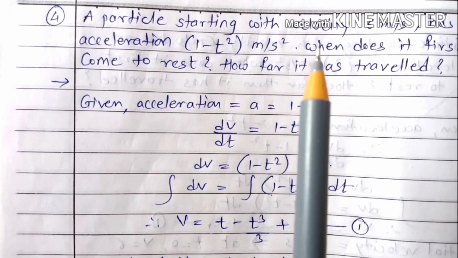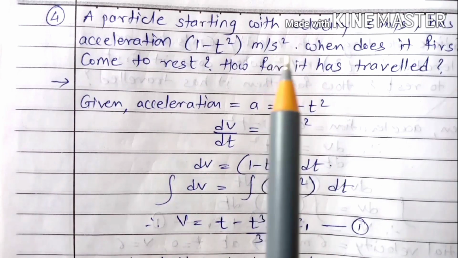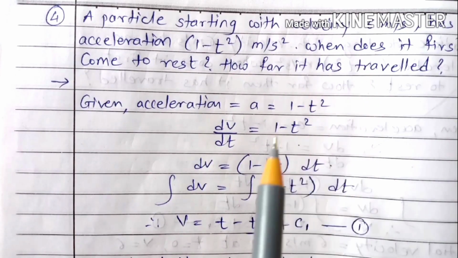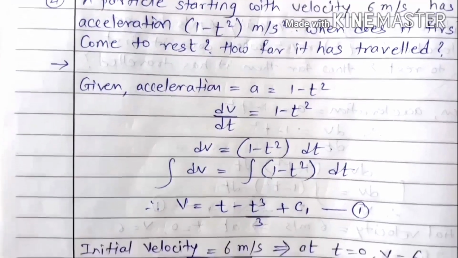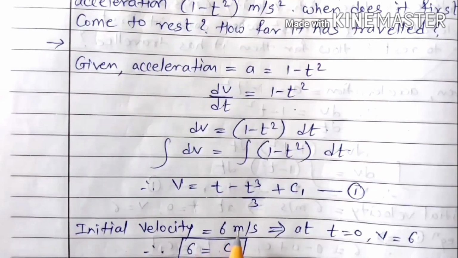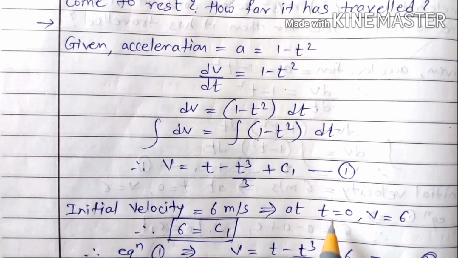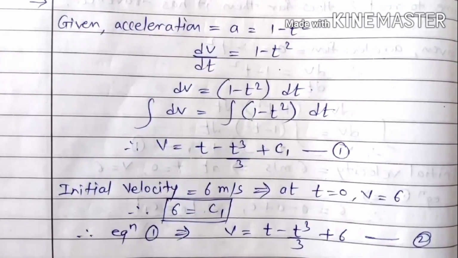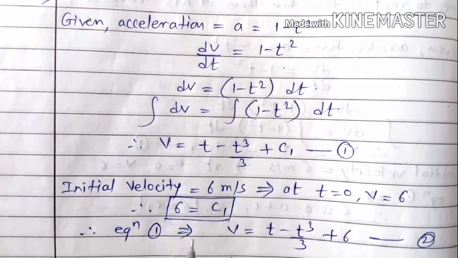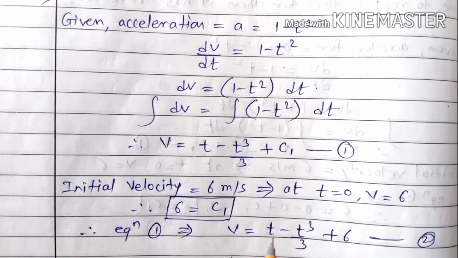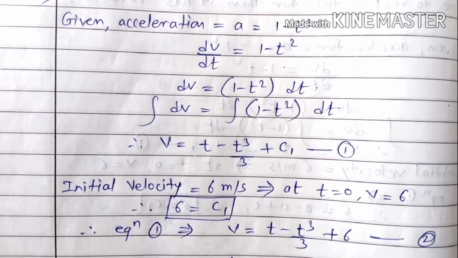In this example, it is given that a particle starts with velocity 6 meter per second. So we take initial velocity 6 meter per second, and at the starting time t equal to 0. So at t equal to 0 and v equal to 6, if we put these two values in equation 1, we get c1 equal to 6. So we put c1 equal to 6 in the above equation. We get v equal to t minus t cube by 3 plus 6.